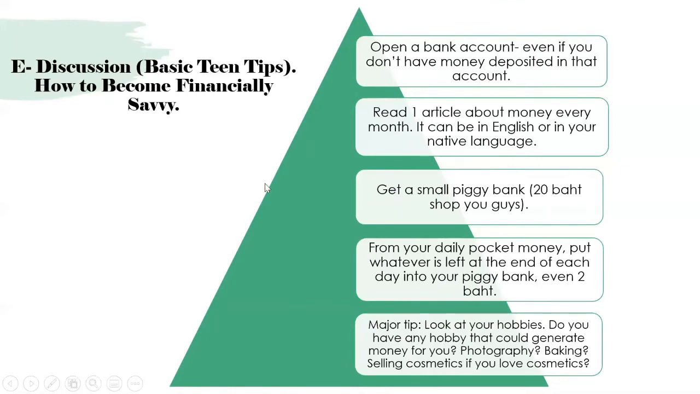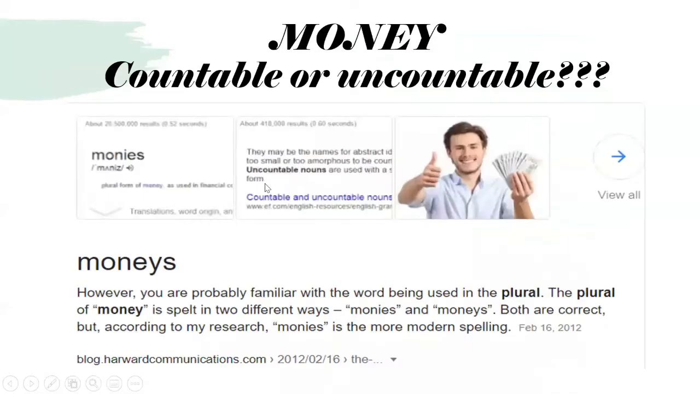because you guys need to become financially savvy, okay? All right, before we do our first exercise, because today we're only focusing on determiners, focusing on countable and uncountable nouns. There's this thing now in English whereby money is now countable.